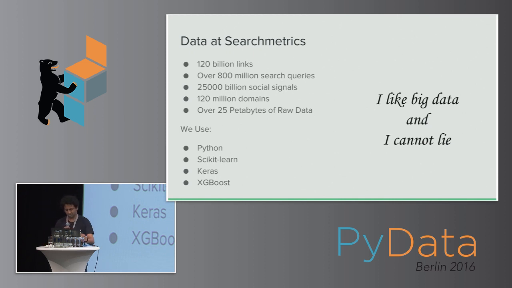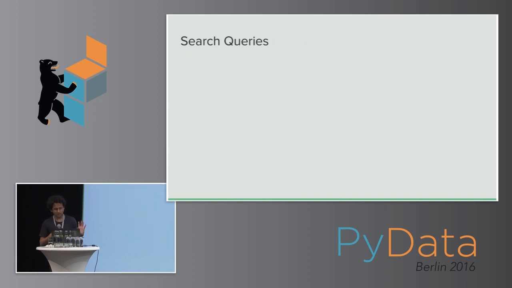But why do we need that? My manager came to me and told me, classify search queries. No, it's not like that. Every day we use Python, scikit-learn, Keras, which is a neural network library for Python, and XGBoost, the gradient boosting library. So let's look at search queries.